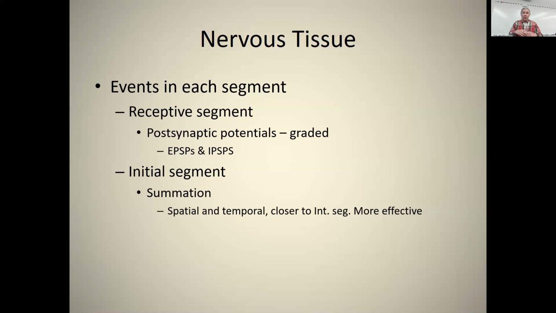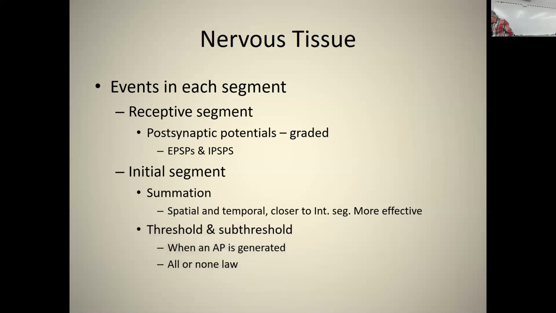And like I said, if you depolarize the initial segment to minus 55, you'll fire an action potential. So closer to the initial segment, more effective. Because remember, these are graded potentials. They decrease in size. So ones that are closer to the initial segment are going to have a greater effect on whether the cell turns on or not. Okay. So I just mentioned subthreshold, and at threshold an AP is generated.